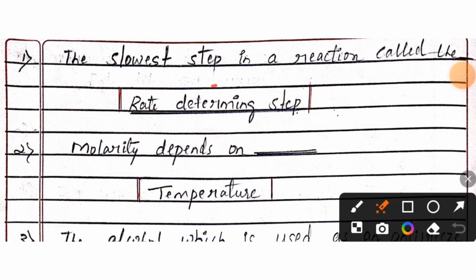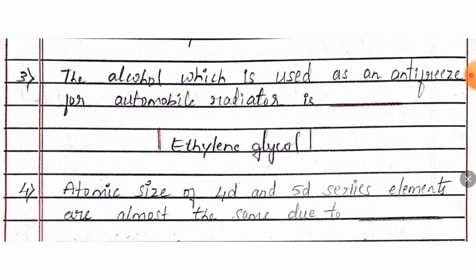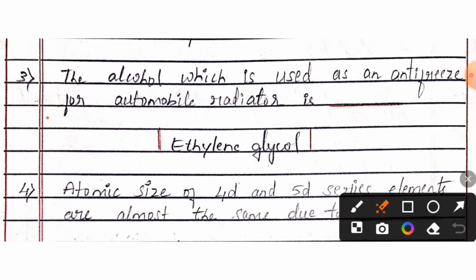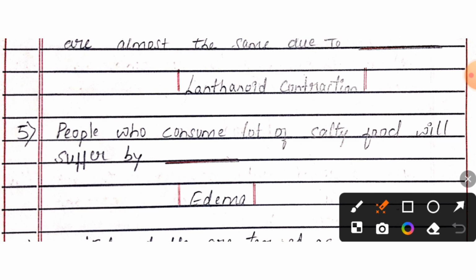The slowest step in a reaction is called the rate determining step. Molarity depends on temperature. The alcohol which is used as an antifreeze for automobile radiator is ethylene glycol. Atomic size of 4d and 5d series elements are almost the same due to lanthanide contraction. People who consume lot of salty food will suffer by edema.